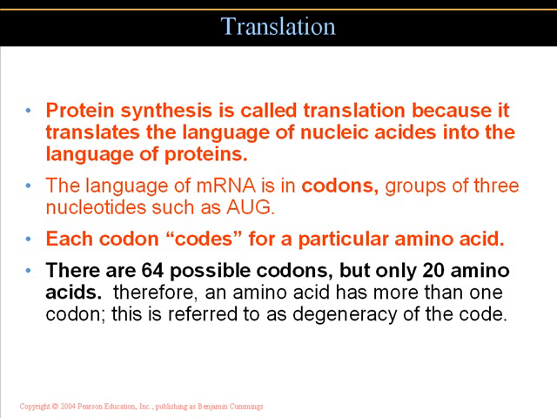Uracil is the base substitution in RNA. You don't see uracil in DNA, you only see it in RNA.